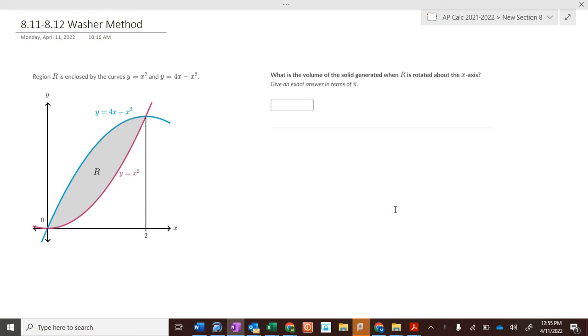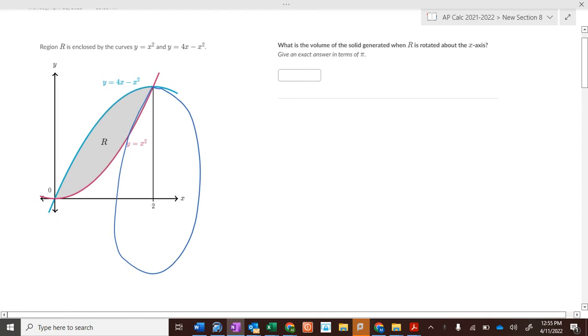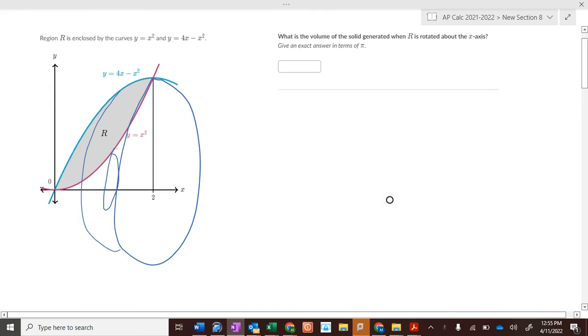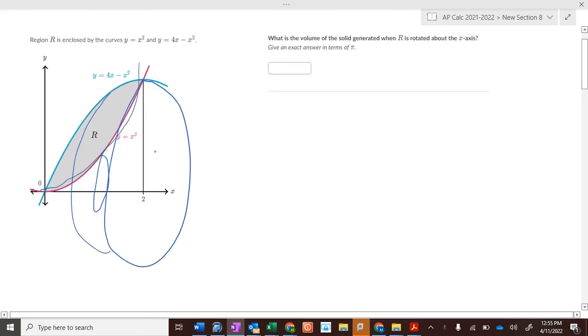The washer method, if we're going around here, there's a big thing like that. But then this is like a big empty spot. This is like this, but then it also has an outer here. So it's like a big hole and it makes a funnel type of thing, with a hole in the middle. That's going to be kind of the washer method.